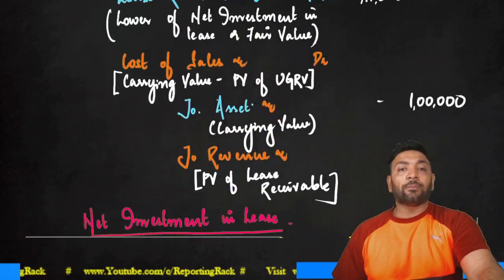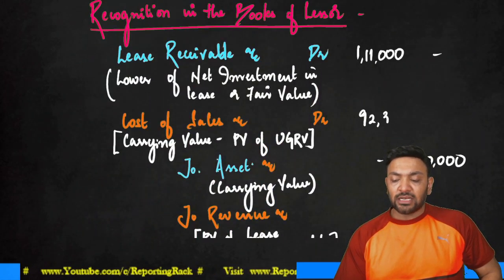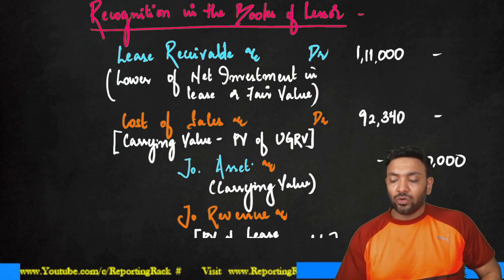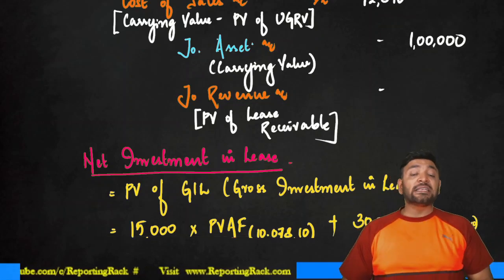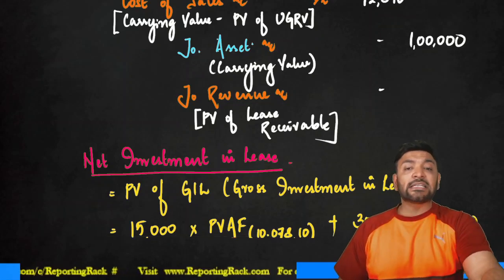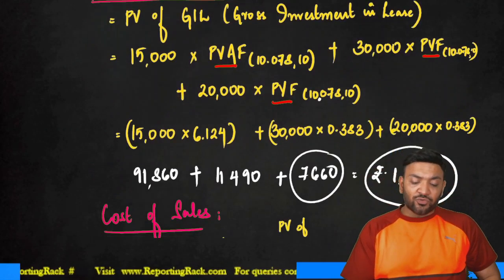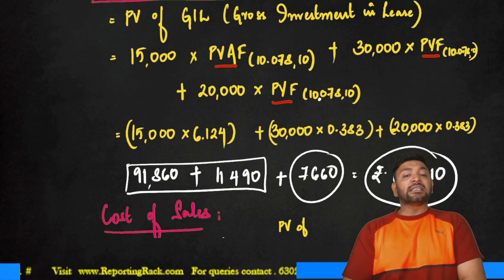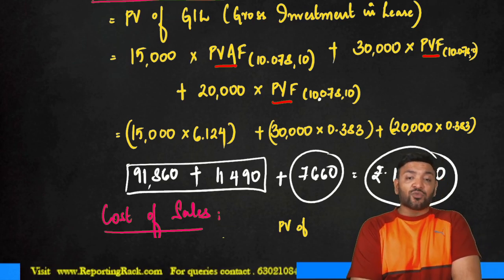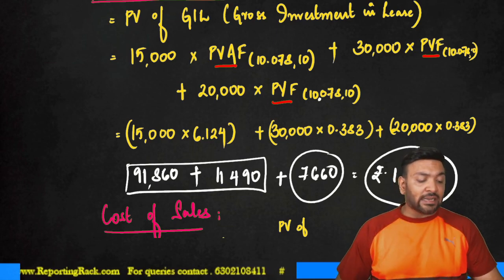Go up above and place cost of sales, 92,340. What is the revenue? The present value of lease receivables. Your lease receivable is a combination of these two figures, that is 91,860 and 11,490.